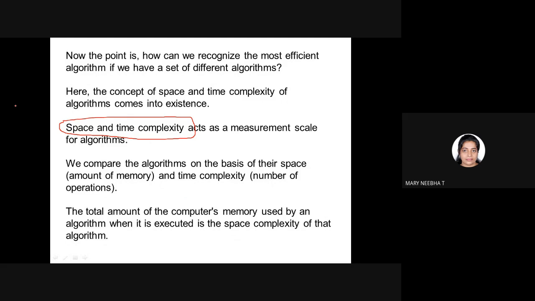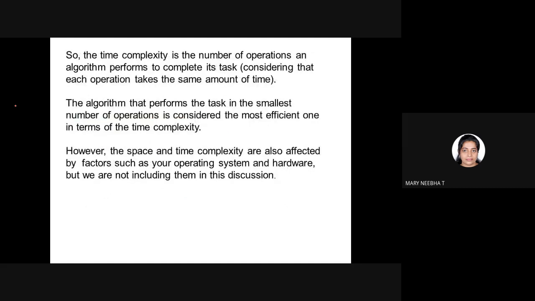We can compare the algorithms based on space as well as time. Time is what we have seen now, the number of operations required, and space means how much memory is required. The total amount of computer memory used by the algorithm when it is executed is the space complexity of the algorithm. So what is time complexity? It is the number of operations that an algorithm performs to complete its task.